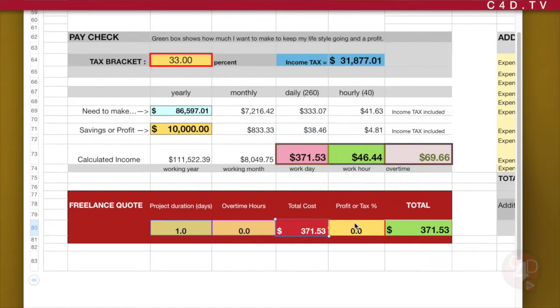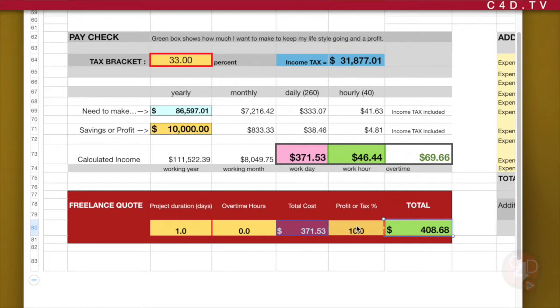Now, let's say, sometimes you want to add an extra profit. Maybe your client is one of the big networks in the industry, and even if it's only one day, you probably want to add something. So you want to put a percentage in here. Let's say you want to make 10% more. So you just type in 10%, and the total should reflect the cost, the total cost, plus the profit.